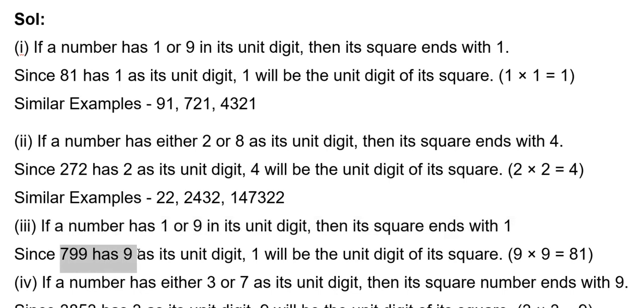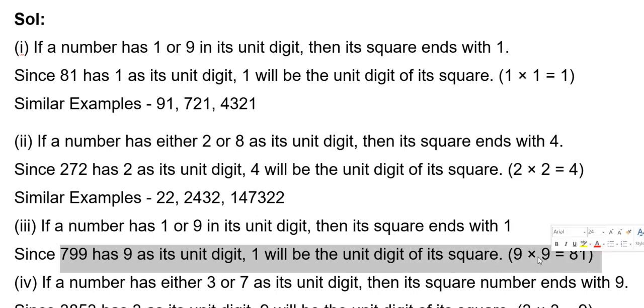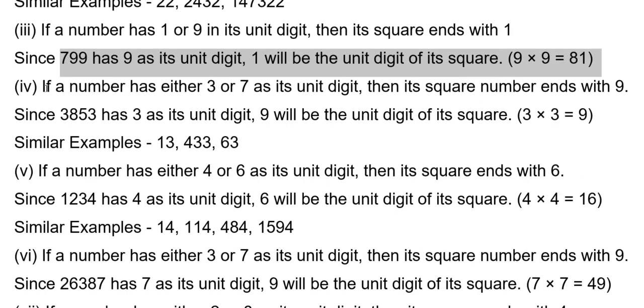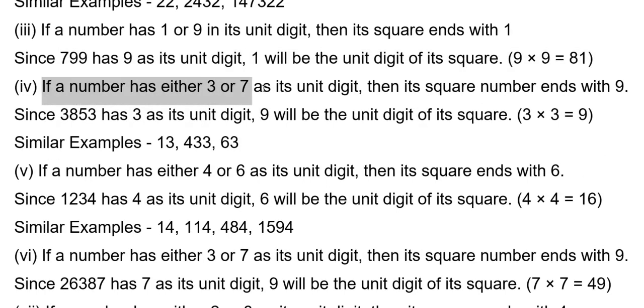Third one: if a number has 1 or 9 in its unit digit, then its square ends with 1. Since 799 has 9 as its unit digit, 1 will be the unit digit of its square. 9 nines are 81. Fourth one: if a number has either 3 or 7 as its unit digit, then its square ends with 9. So 383 has 3 as its unit digit, so 9 will be the unit digit of its square. 3 into 3 is equal to 9. Similar examples: 13, 433, 63.